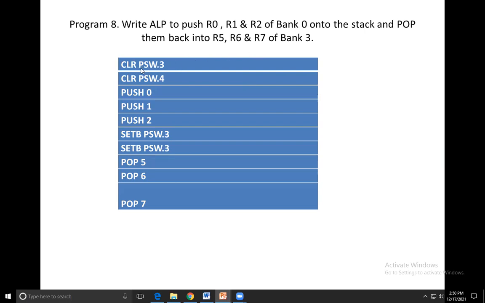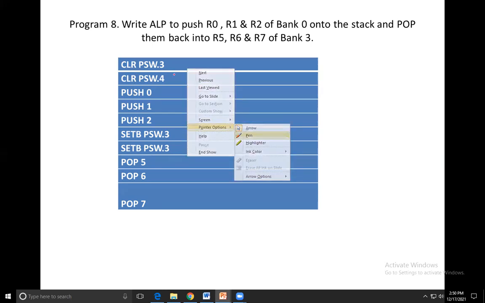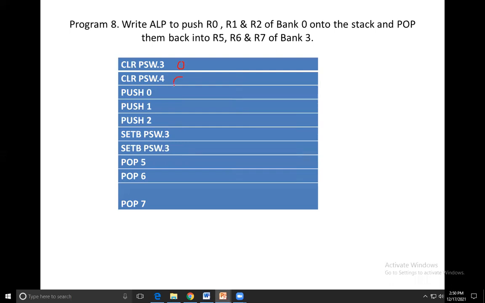Bank 0 means PSW.3 and PSW.4 are 0, 0. You have to put the value of this one as 0 and this one as 0, so you select bank 0. Then you push 0, push 1 and push 2. Then you pop back to R5, R6, R7 of bank 3. So you have to select the bank bits 1, 1 to select bank 3, and take back with pop 5, pop 6 and pop 7.